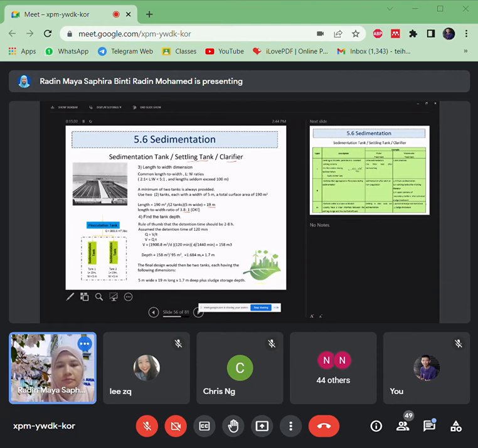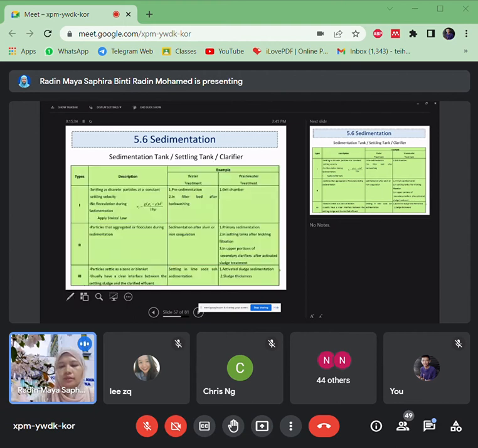Okay. So with a detention time of 120 minutes, we have this volume here, and then we can get the depth. The depth is 158 meter cube divided by 95 meter squared. So you will get the depth is 1.7. So the dimension is 5 meter times 19 meter long and 1.7 meter deep. Okay.